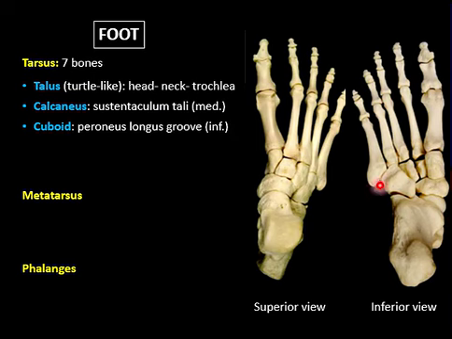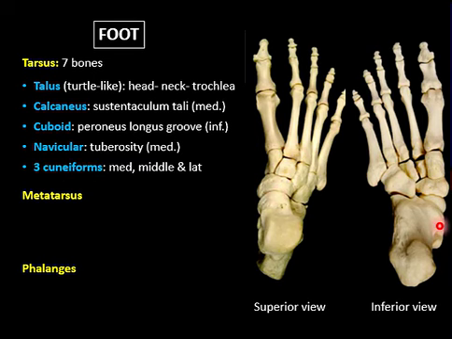The cuboid bone on the undersurface shows a transverse groove for a long tendon that goes to the sole of the foot called tendon of peroneus longus or fibularis longus. The navicular projects medially, forming a tuberosity. The 3 cuneiforms, the medial, the middle, and lateral, are wedge-shaped, wide above and narrow below. That's why they make what's called the transverse arch of the foot.